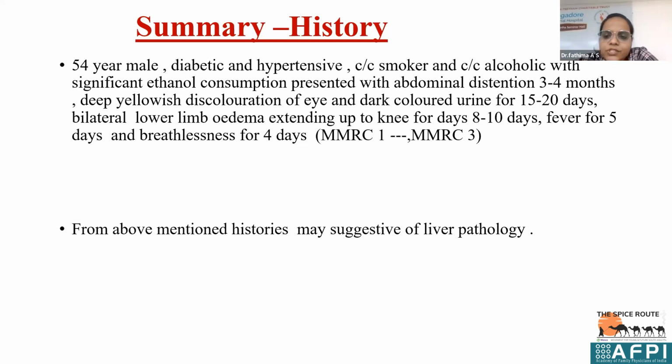Ma'am, it started with abdominal distension, then progressed to lower limb edema, ma'am. So is it still steatosis? That is what Dr. Mallikarjun sir is asking. Ma'am, because the patient had symptoms like jaundice and deep yellowish discoloration of the urine, with a fever and breathlessness.